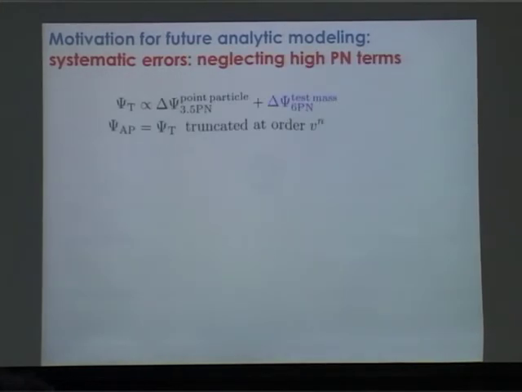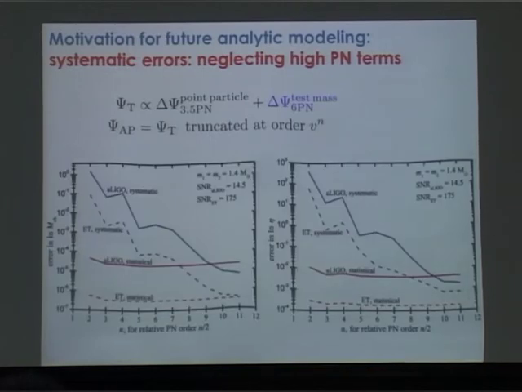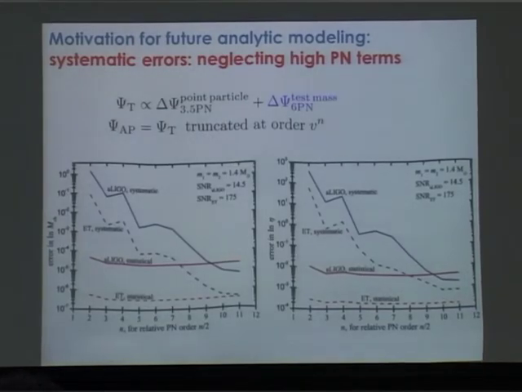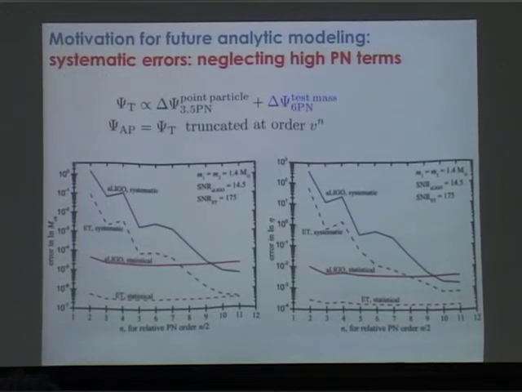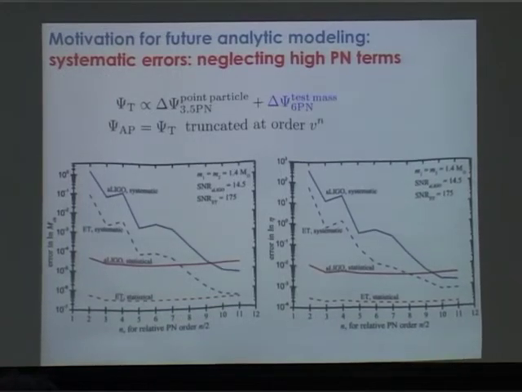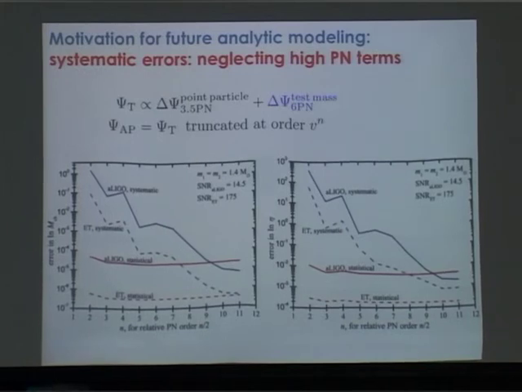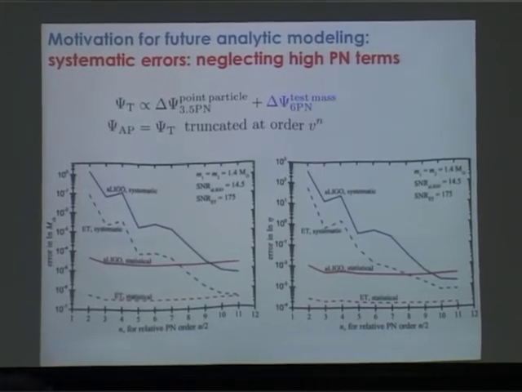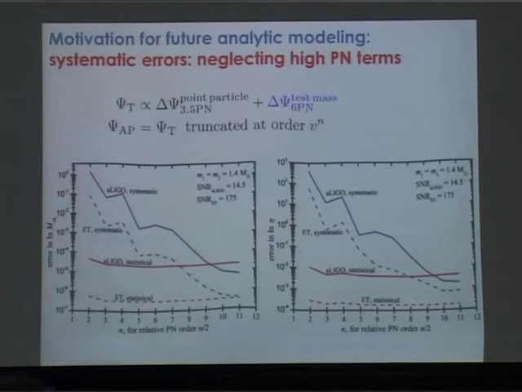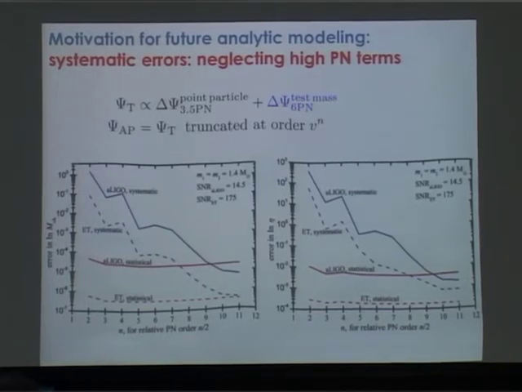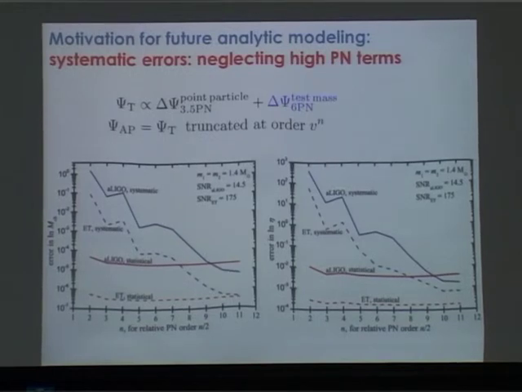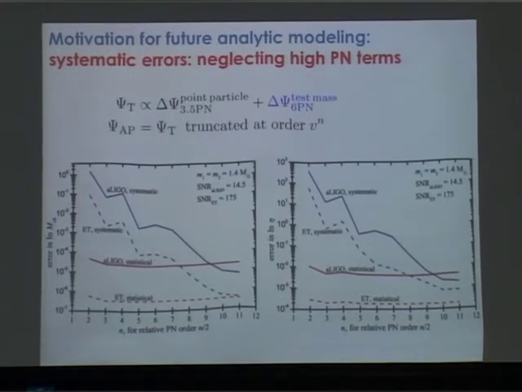This is some work that I looked into recently, trying to estimate what these systematic errors are. I'm just going to skip it because it's going to take too long for me to explain, but the punchline is that you could try to estimate what sort of errors you are making by ignoring higher order pieces of the waveform that you don't know. And if you want to know your masses to within some threshold, like say 10%, then you would actually need to go to higher post-Newtonian order in, say, your non-spinning waveforms.